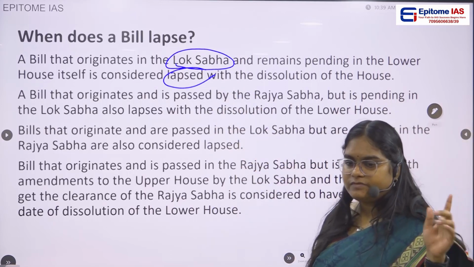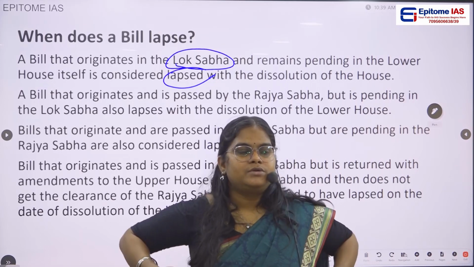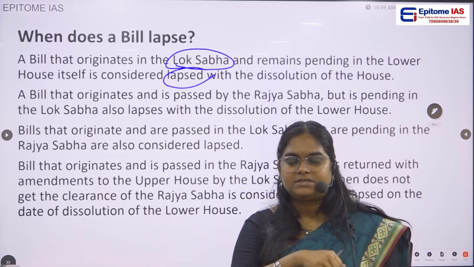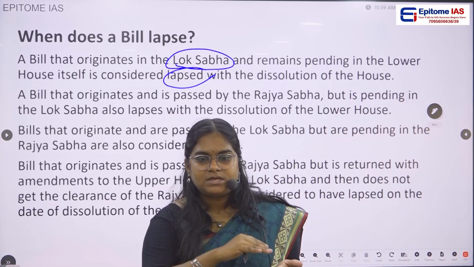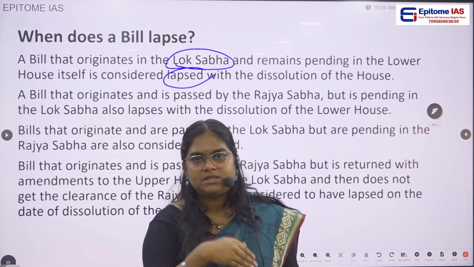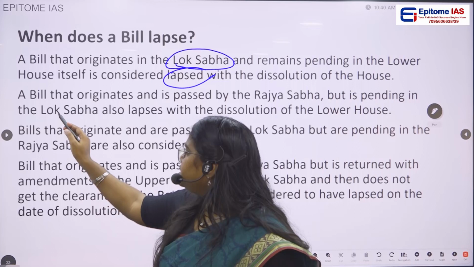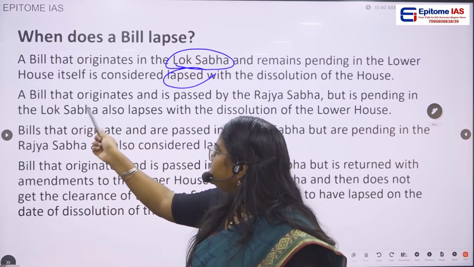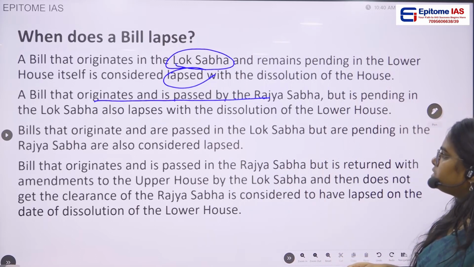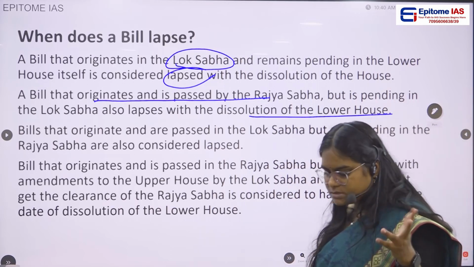So the first case is, let's say there is a bill which is pending in the Lok Sabha itself and it got introduced in the Lok Sabha itself, and this bill does not get passed, it is pending. Then during the dissolution of the Lok Sabha, this bill will also lapse. The second case is a bill that originates and is passed by the Rajya Sabha, but is pending in Lok Sabha; it also lapses with the dissolution of the lower house, that is the Lok Sabha.